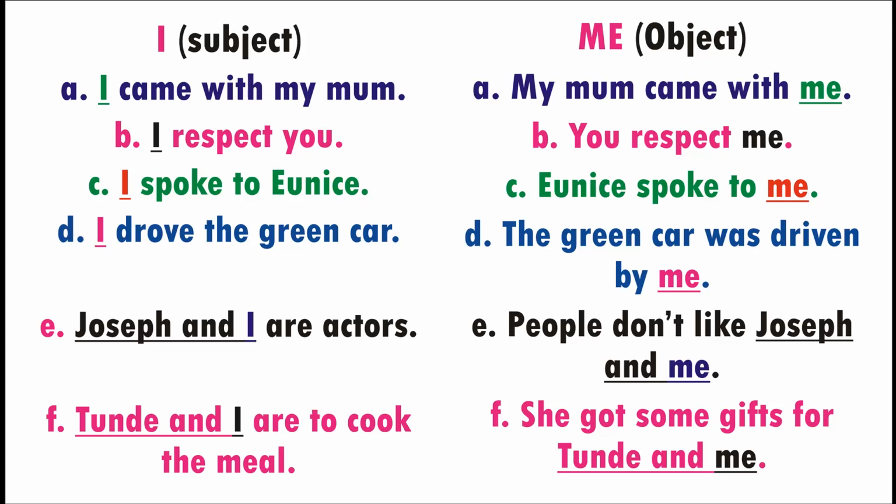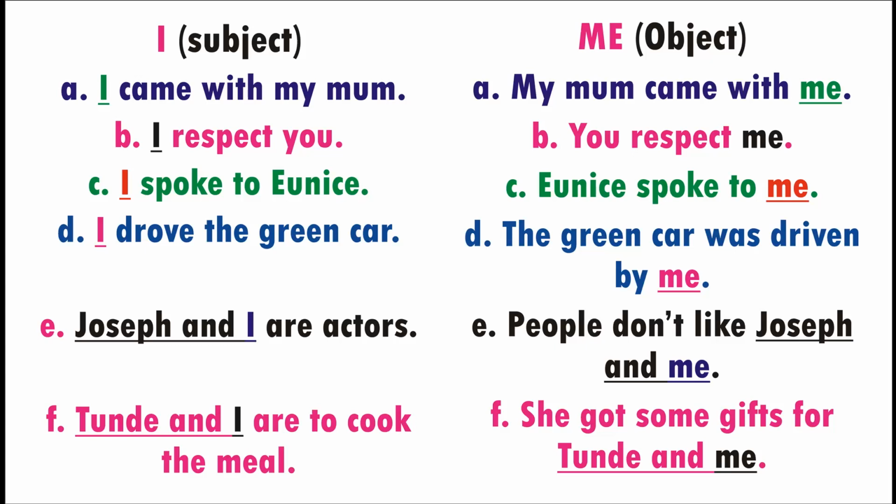In example C, I spoke to Eunice. I is the subject of the sentence. It is the doer of the verb spoke. Whereas in example C, under the object, Eunice spoke to me. In this case, me is the object of the preposition to. Eunice spoke to me. Me is the object of the preposition to. Let's come to example D. I drove the green car.